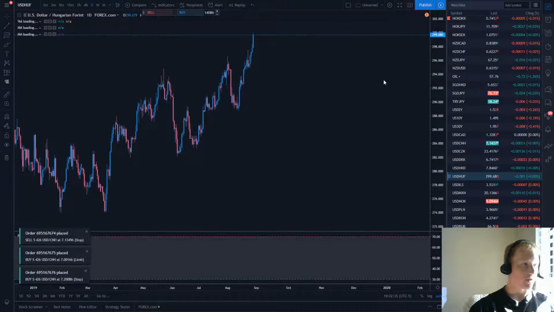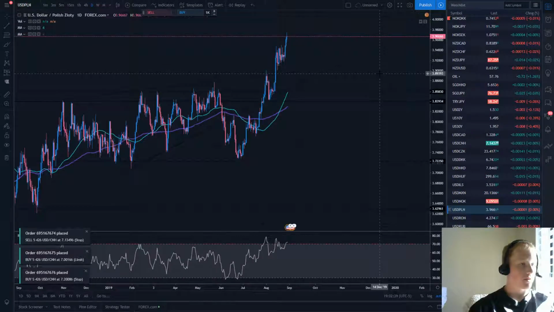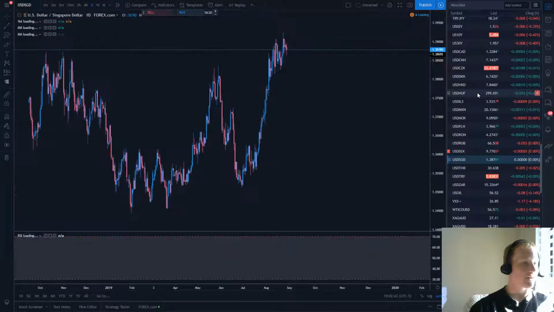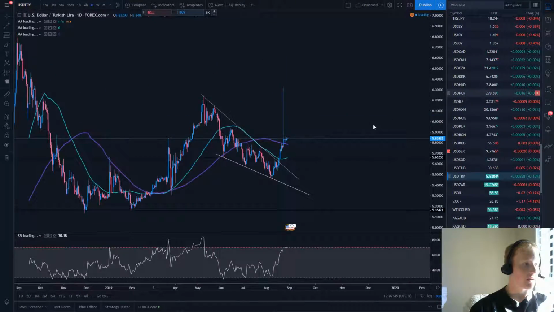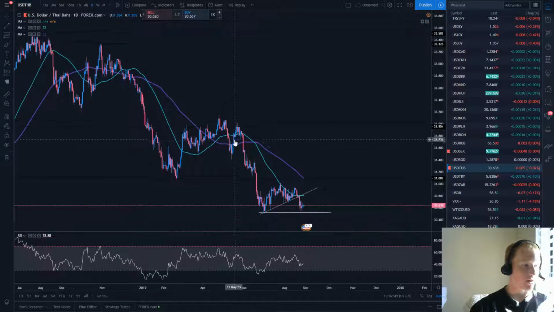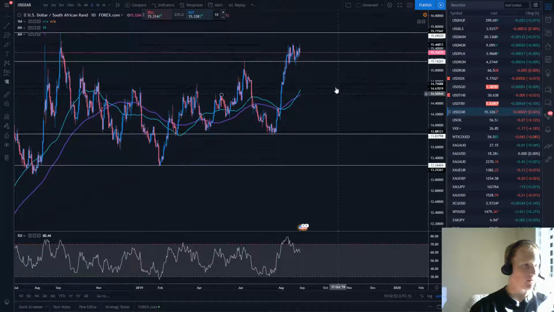I gotta hurry through these now. You can tell if I smell my pan. USD SEK. That's about the bottom. Check that one out. Thai baht. US dollar Thai baht. Watch that. That's it. Alright, that's all my pairs.